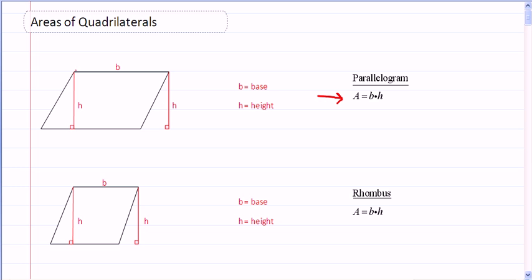So the base can be the segment along the top part of the parallelogram or this bottom part here, but the height has to be the perpendicular distance between the bases. So it can be this length inside or this length outside.